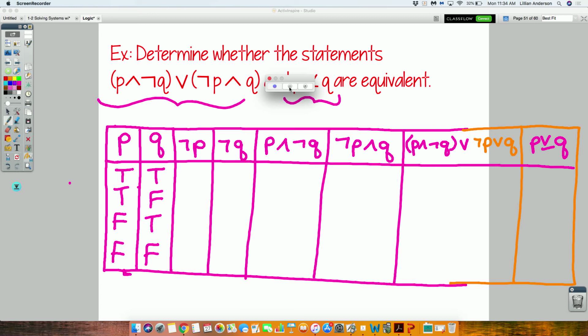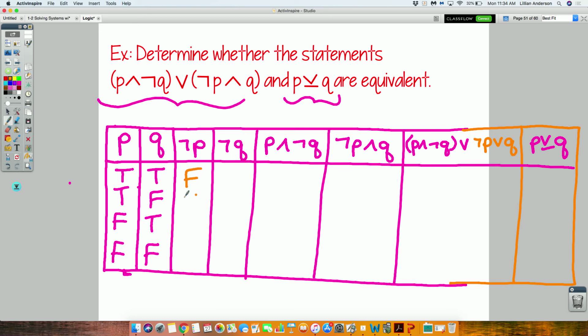Alright, so here we go. Going down, not P. False, false, false, false, true, true. Not Q. False, true, false, true. Now I need P and not Q. So that's the first column and the fourth column. False, false, true. P and T make true. False, false.